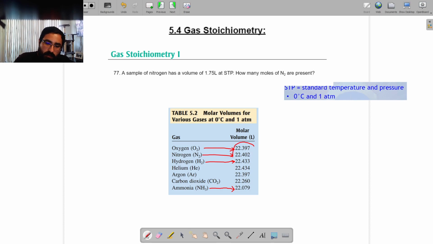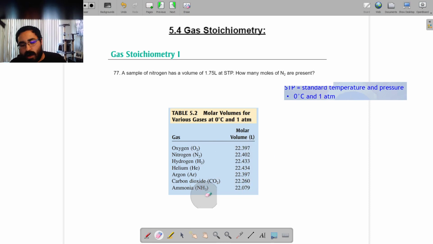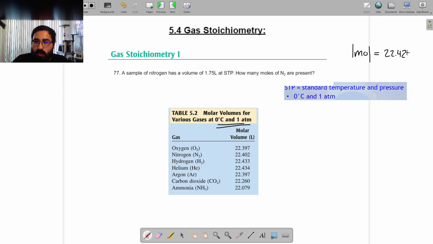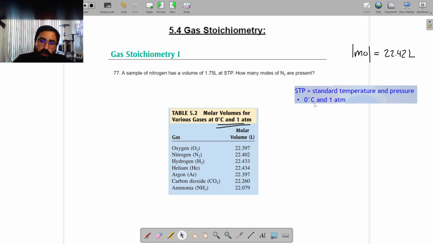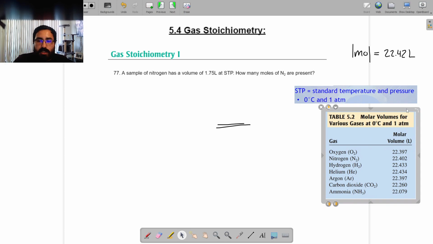Now, notice that all of them are pretty much the same, with a few exceptions. And we'll explain those exceptions later on. There's no time for it right now. But what we really get from this information is that 1 mole of any gas at these temperatures and that pressure is going to equal 22.42 liters. And those conditions are what you call STP, standard temperature and pressure. So if you have 0 degrees Celsius and 1 atm, you can use this conversion to solve for things.